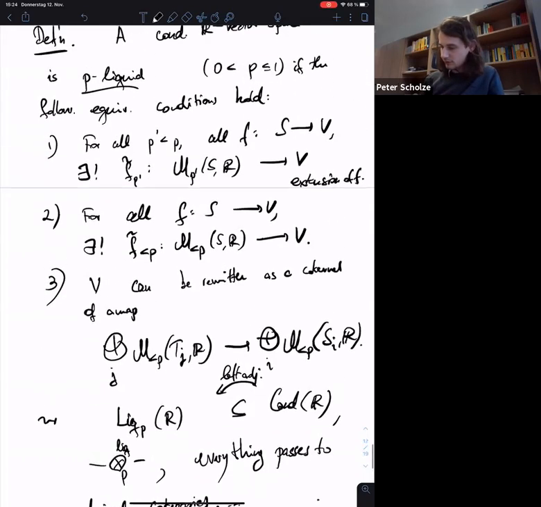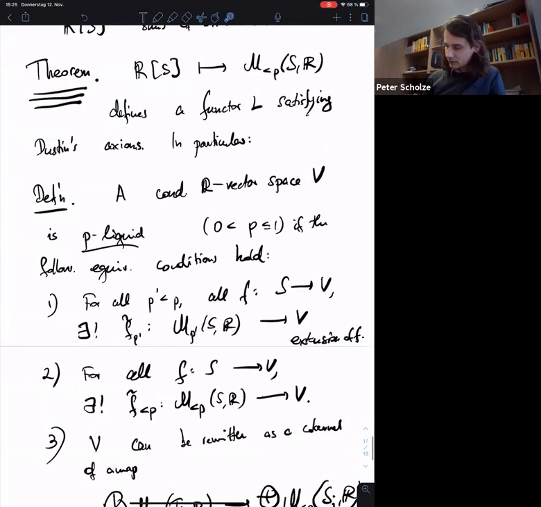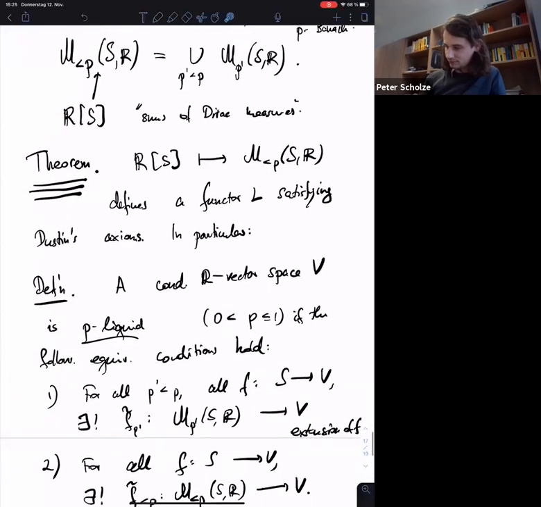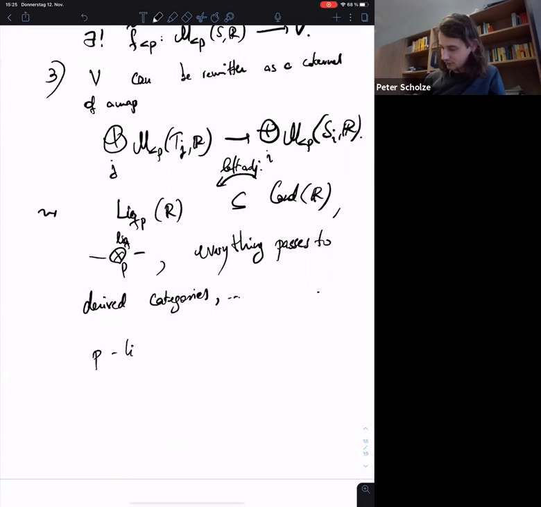So there was a question whether this is not the same for all p. And no, it's not at all. I mean, if you're p liquid where say p is one, then this is something like a less than one Banach. So the p liquid ones contain the less than p Banachs. But just like there is a strict hierarchy of the less than p Banachs, there's some strict hierarchy of p liquid ones.